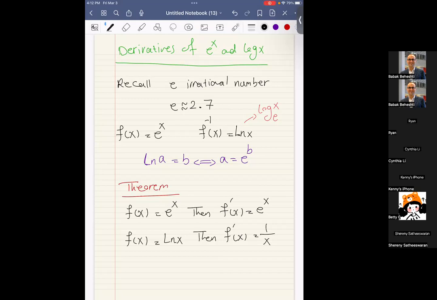So far we have learned the derivatives of x to the power n, any power of x, like x squared, x cubed, square root x. Then we learned the derivatives of sine, cosine, tangent, cotangent, secant, cosecant. And now we learn the derivative of e to the power x and ln of x. Any question so far? No, everything's fine. So far, so good? Yeah, so far so good. Okay, very good.